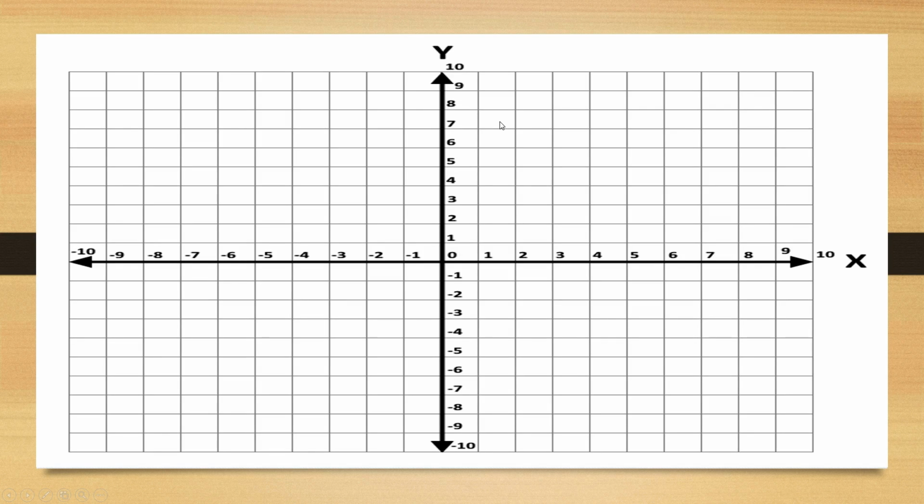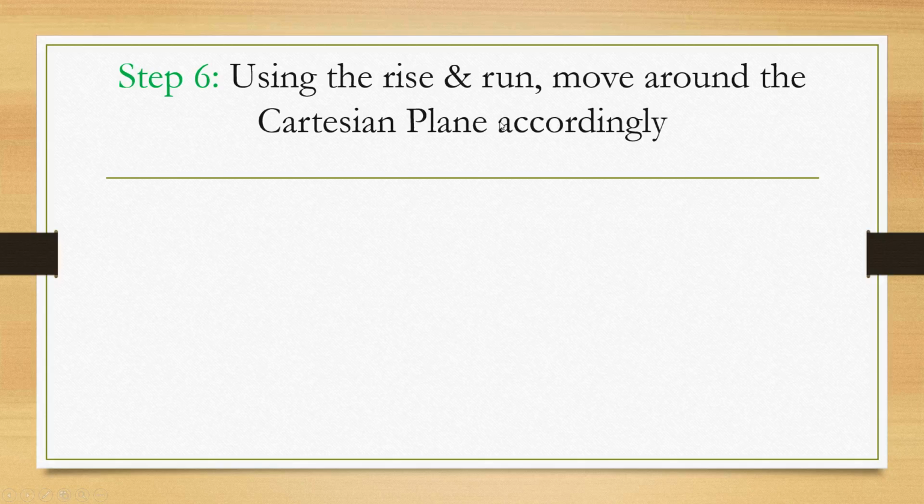Here is our Cartesian plane. Our y-intercept was positive 5, meaning our y-intercept will be plotted on the y-axis on the Cartesian plane at point 5. Step 6 is to then use the rise and run and move around the Cartesian plane accordingly.